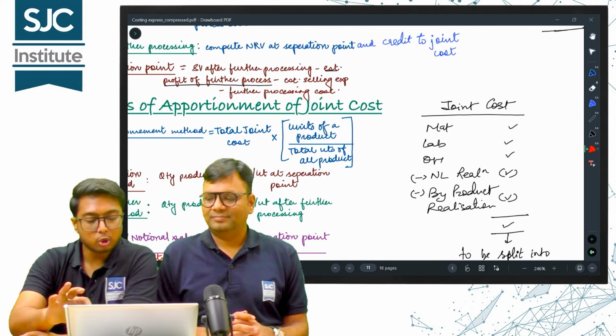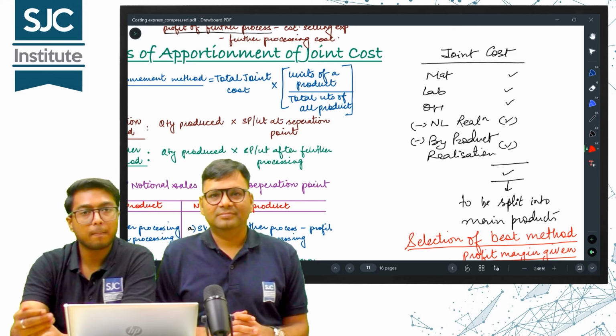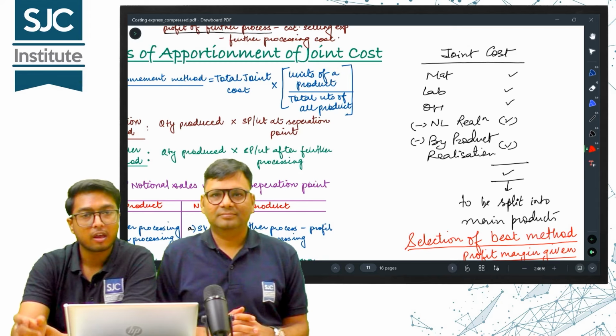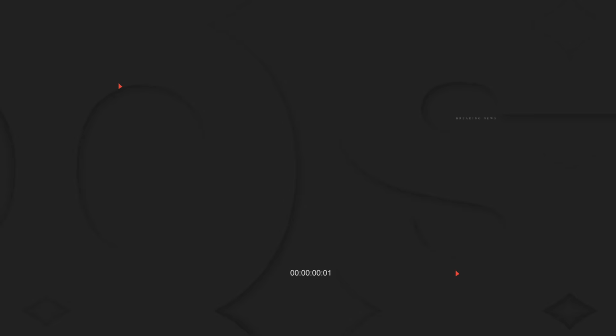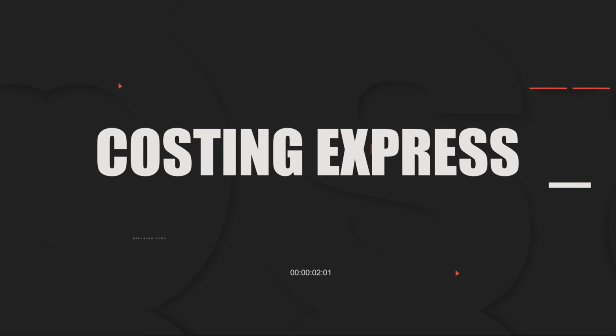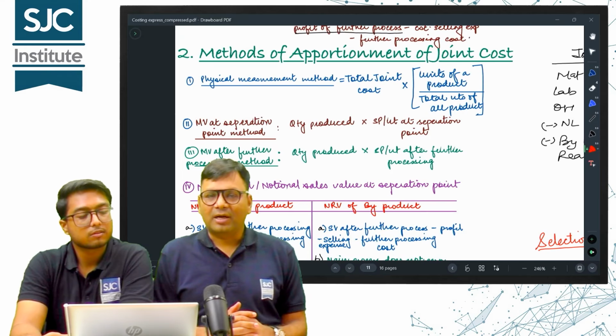How to compute joint cost? The format will be material plus labor plus overhead minus normal loss realization minus byproduct realization. And now the resultant amount will be split into the main products. How to split this net joint cost among main products?